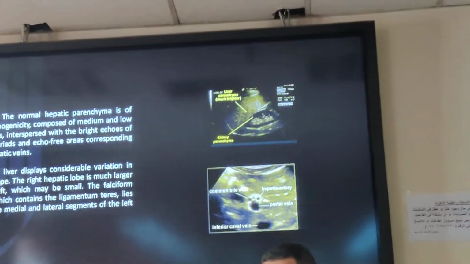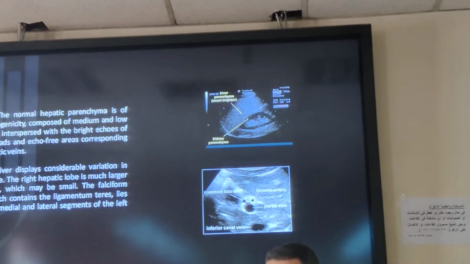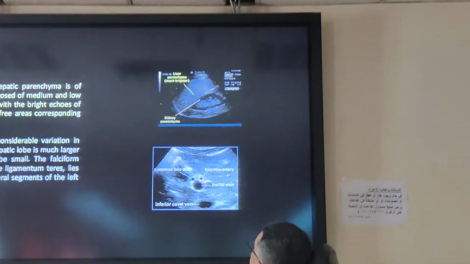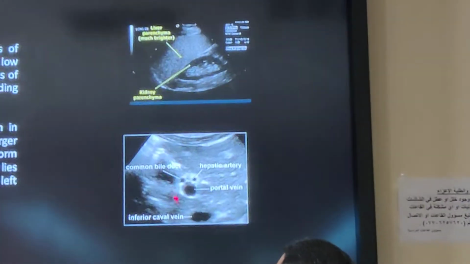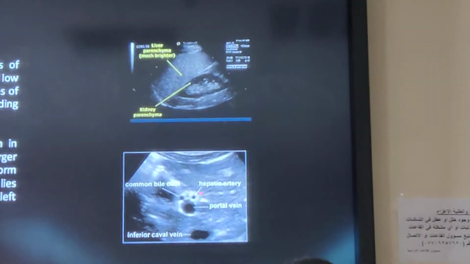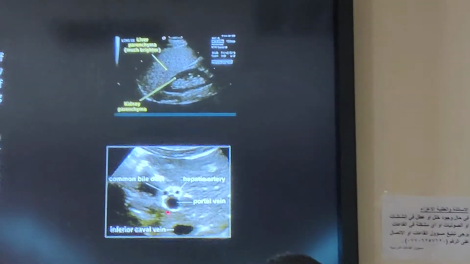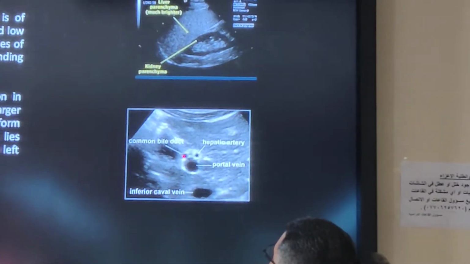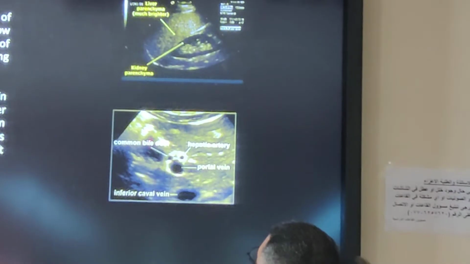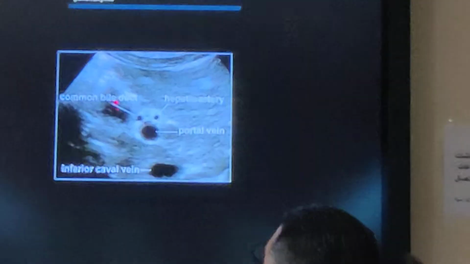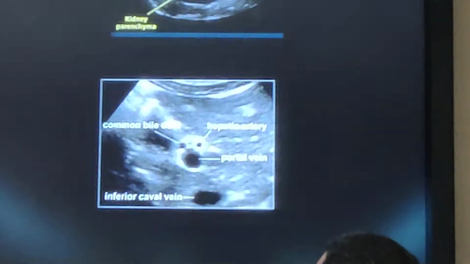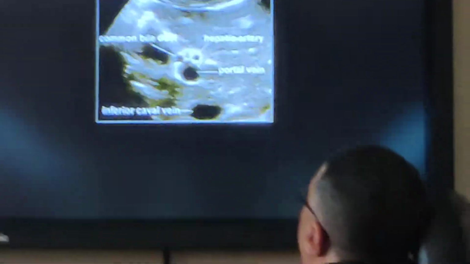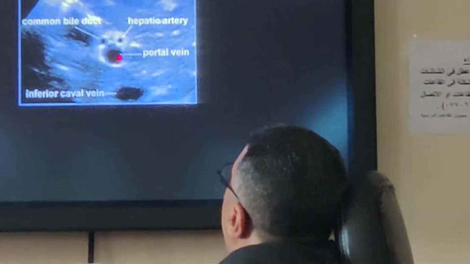Let's see the picture. This picture is a transverse section of the porta hepatis in the liver. The shape gives us what we call the Mickey Mouse. The right ear indicates the common bile duct, while the left ear of the Mickey Mouse is the hepatic artery, and the portal vein is in the middle part. Okay?